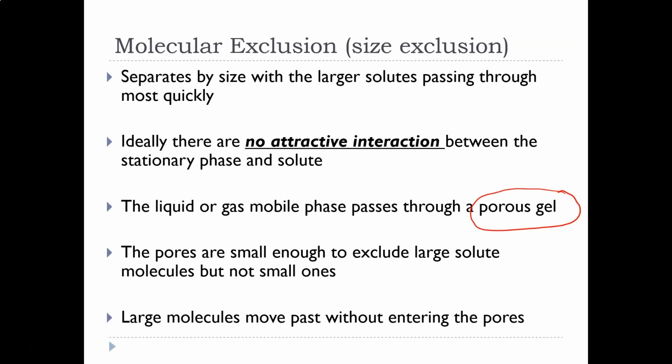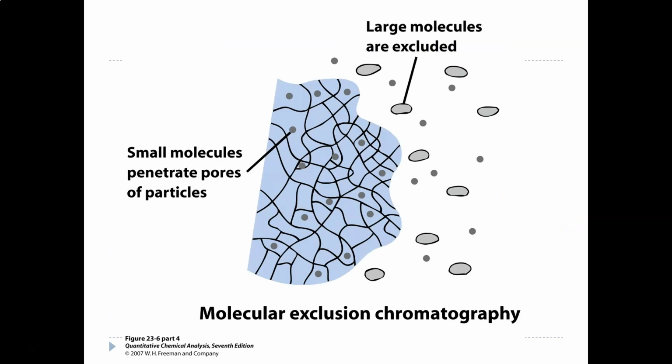So here's the picture from the textbook, which to me is not particularly helpful, but whatever. The big ones, these are the ones that are too big to fit within the gel, so they just go straight on down. Okay. The smaller dots fit within that.